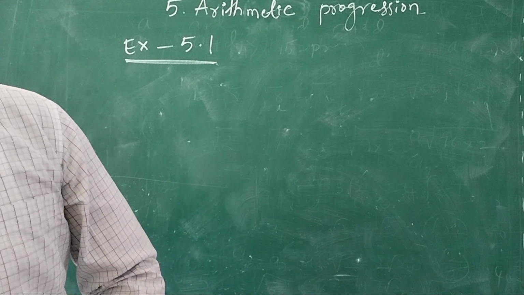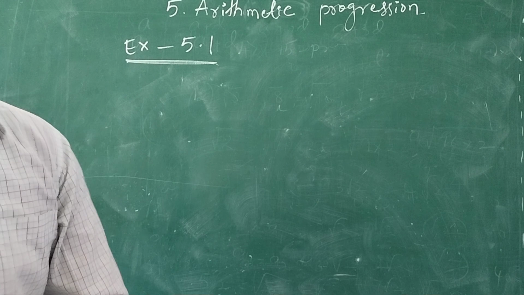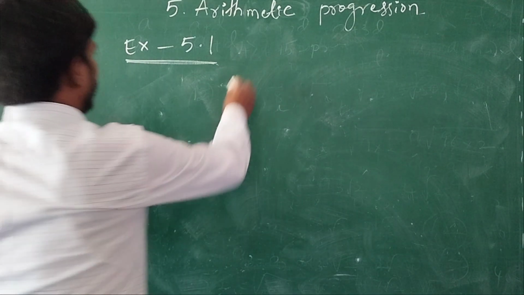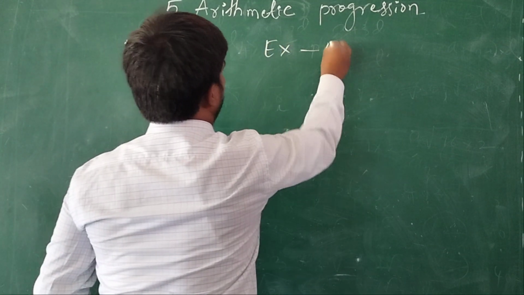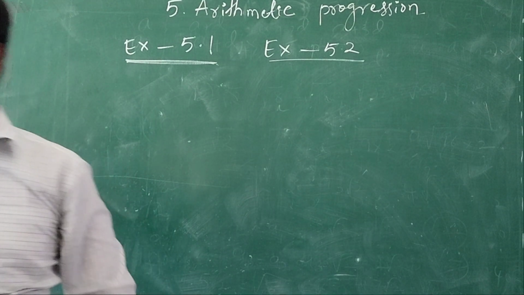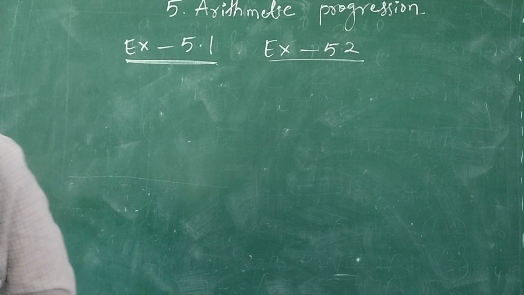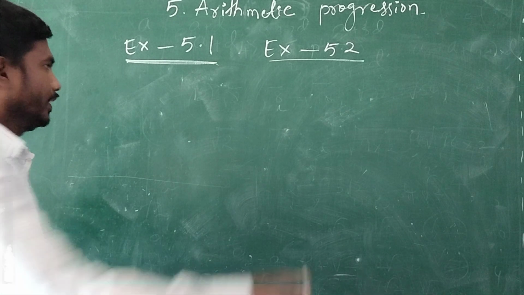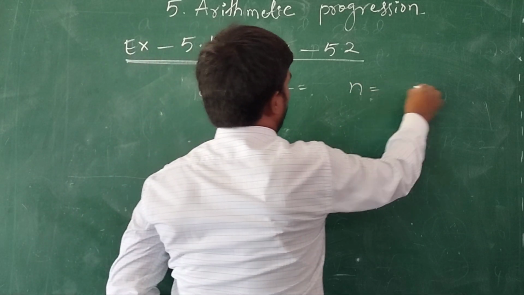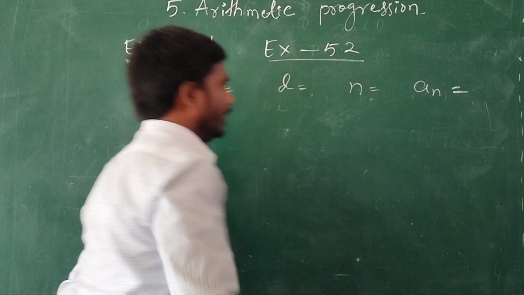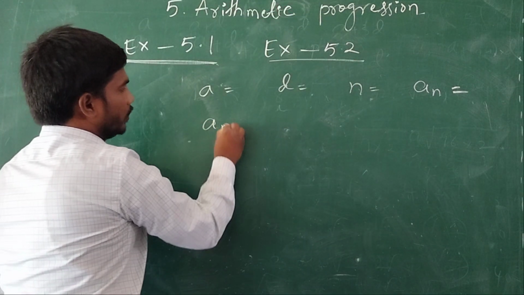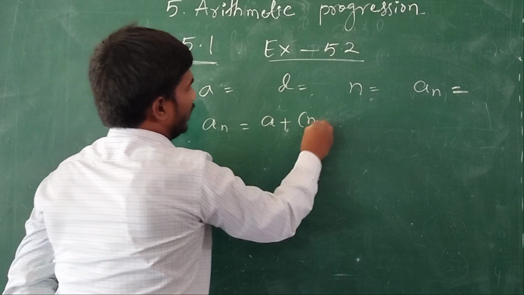Next 5.2. Coming to exercise 5.2, the first bit: he gave a value, d value, n value. Now he is asking the a n value. In the beginning I explained how we will find the nth term. A n is equal to a plus n minus 1 into d.